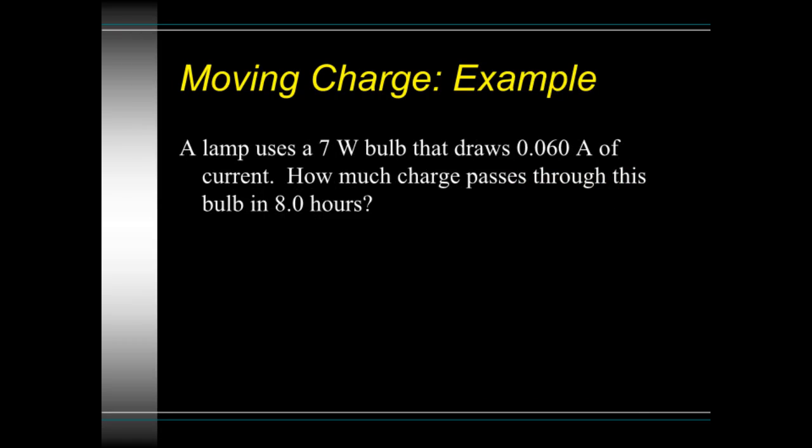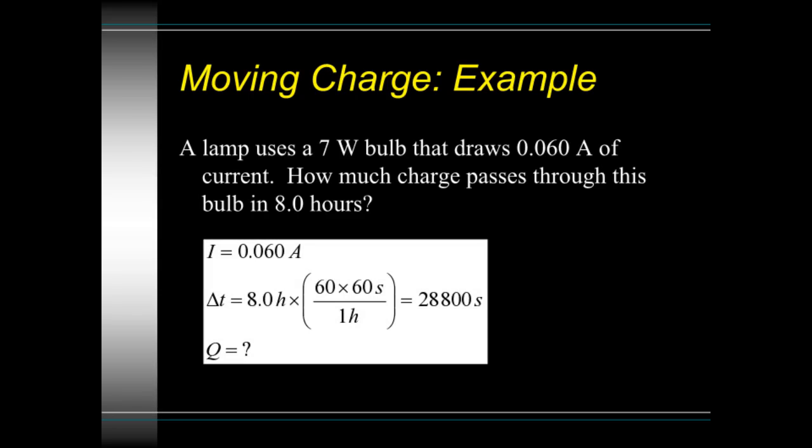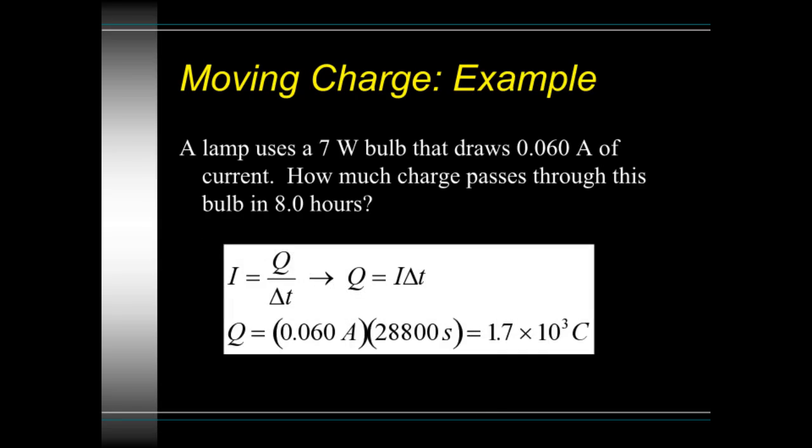A lamp uses a 7W bulb that draws 0.060 amps of current. How much charge passes through this bulb in 8.0 hours? We know the current from the question, and we know the operating time for the light bulb. Charge equals current multiplied by time. Make sure you know that time is in seconds. So Q equals current multiplied by time in seconds, which is 1.7 times 10 to the power of 3 coulombs.